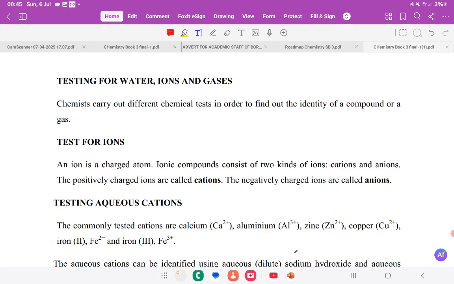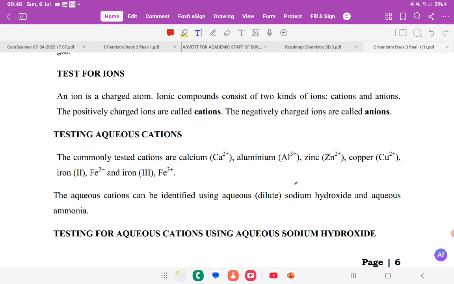All right, so we are saying that chemists carry out different chemical tests in order to find out the identity of a compound or gas. Okay, so that's what chemists do, including you, the chemistry student. You shall carry out different chemical tests. These are just small and short experiments to help you identify the name, the nature, and the type of a compound or gas.